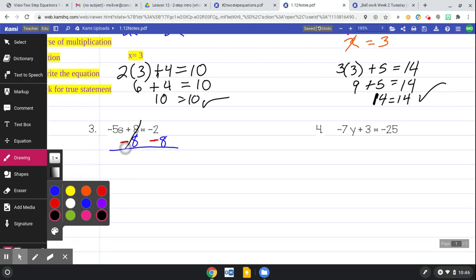Okay, my 8s cancel. Bring down my negative 5s. Do not forget that negative. That is your little brother or sister that is coming back to the store with you.